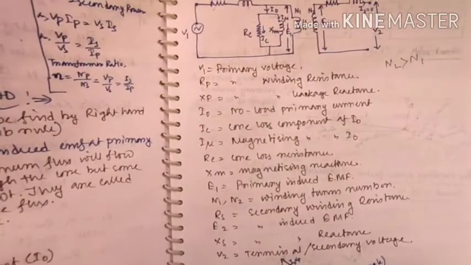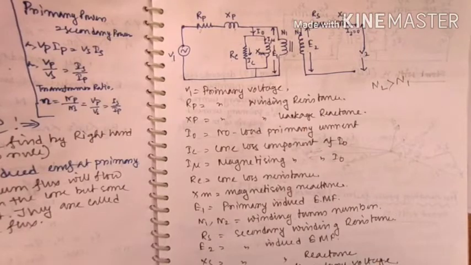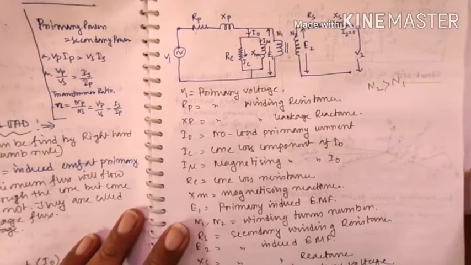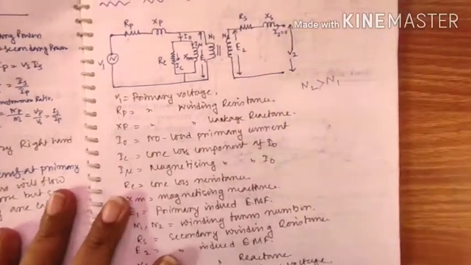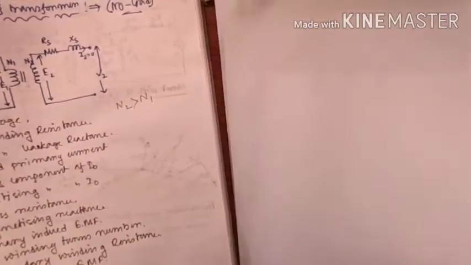So with this information, if we want to draw the phasor diagram of this transformer in no load condition, how can we draw it? I will explain here. Hopefully you can find it.